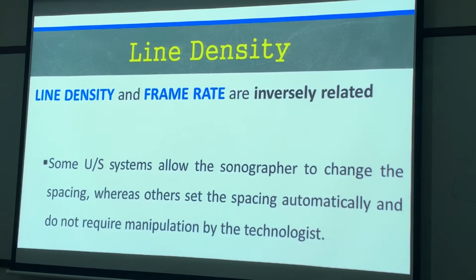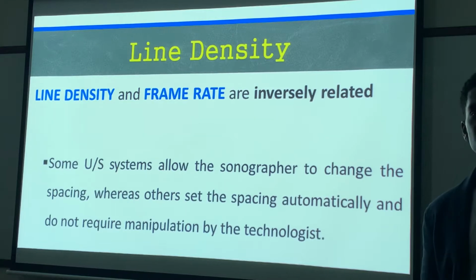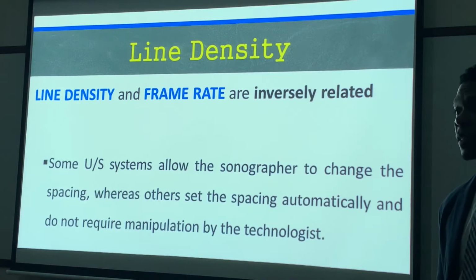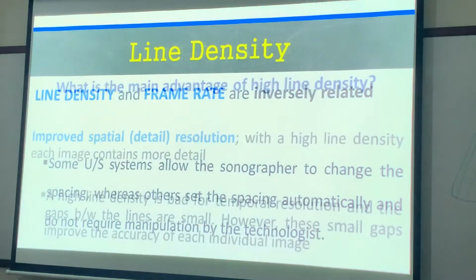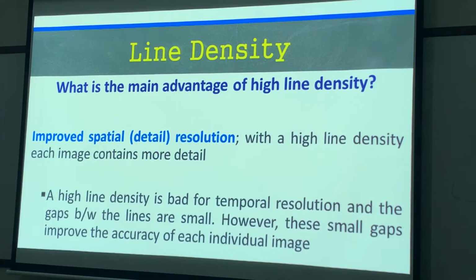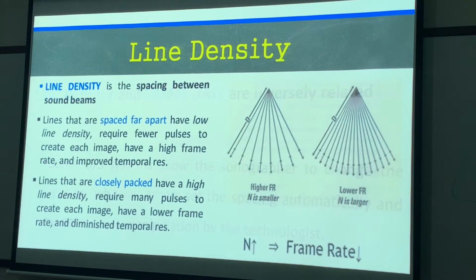Some ultrasound systems allow you to change the spacing, whereas other spacing is automatically done and it can't be manipulated. On the IU22, you can manipulate the line density. Okay? What is the main advantage of high line density, guys? Improved spatial resolution. Spatial is also known as detail resolution, because now I'm acquiring more information.